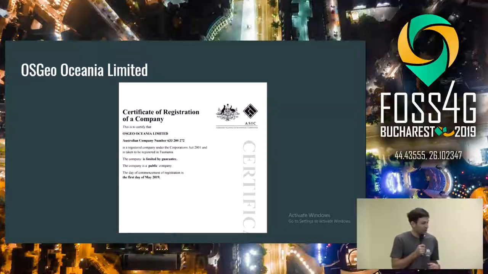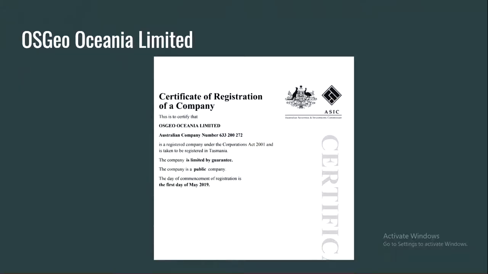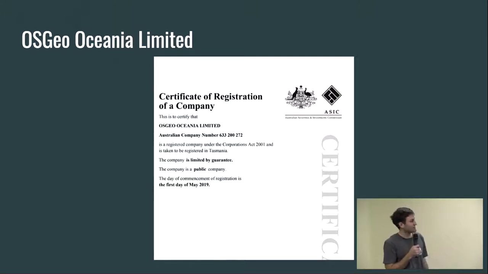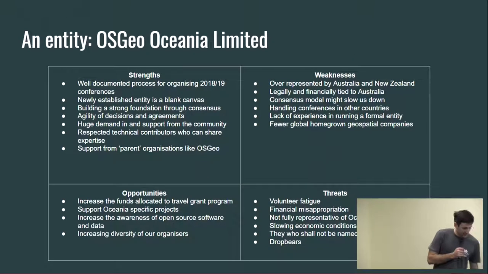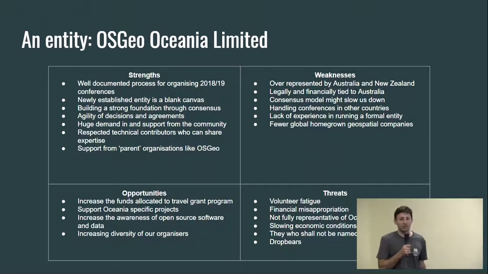So we put these two communities together. We did the conference that Alex just talked about, and then we realized we needed to create an entity to make this more sustainable. So I won't get into the details of that entity, but here's our nice certificate from the Australian Securities and Investment Commission. And so we have the entity, and would love to talk to you about the governance structures and what's next as far as the entity is concerned. But just to do a quick cross-section, a quick health check of this entity that we've created, I won't go through all of these, but I'll take one from each.